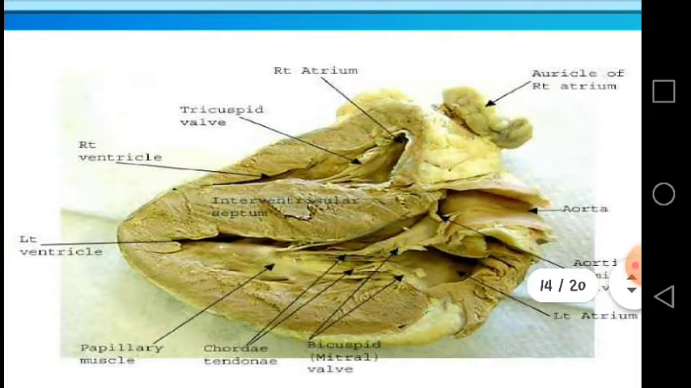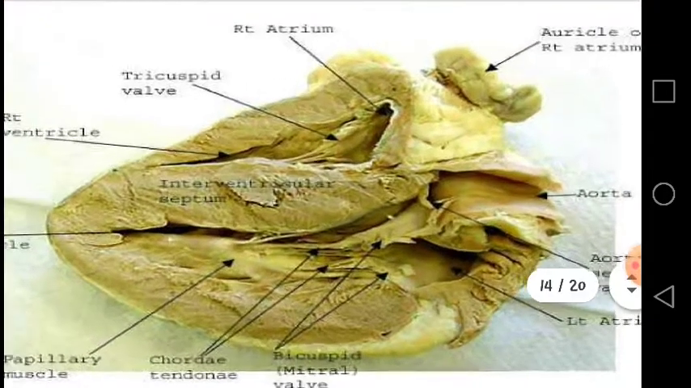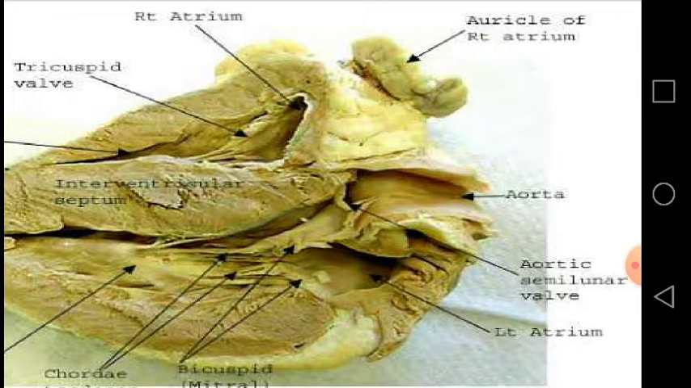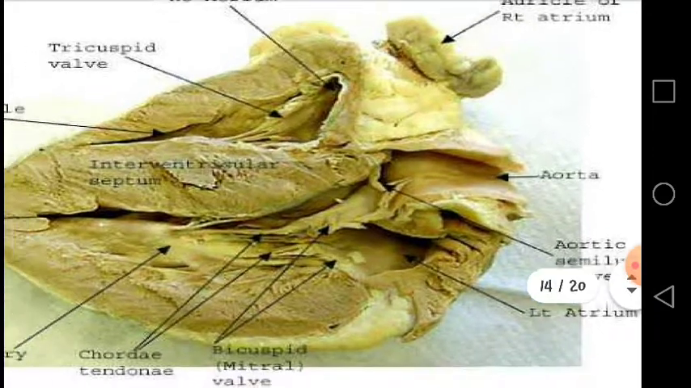Another view of the internal anatomy of the sheep's heart. In this view you can also see the aorta and the aortic semilunar valve, along with the other valves and the chambers.